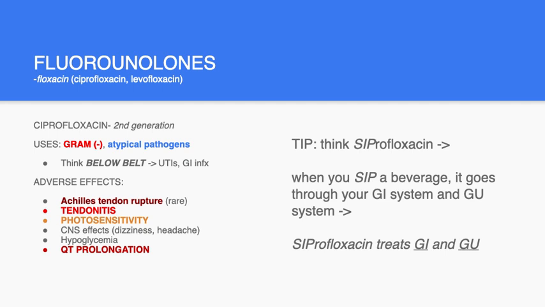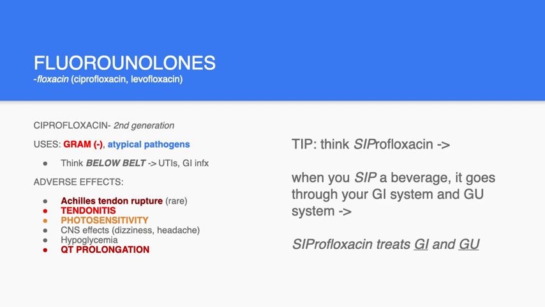Some adverse effects include Achilles tendon rupture. Now this is very rare, but we want to really pay attention to this because you will be tested on it. Also tendinitis, which falls into that same category. Photosensitivity, CNS effects, so you can have some dizziness or headache. Hypoglycemia, important in our diabetic patients. And QT prolongation, important in our heart disease patients.